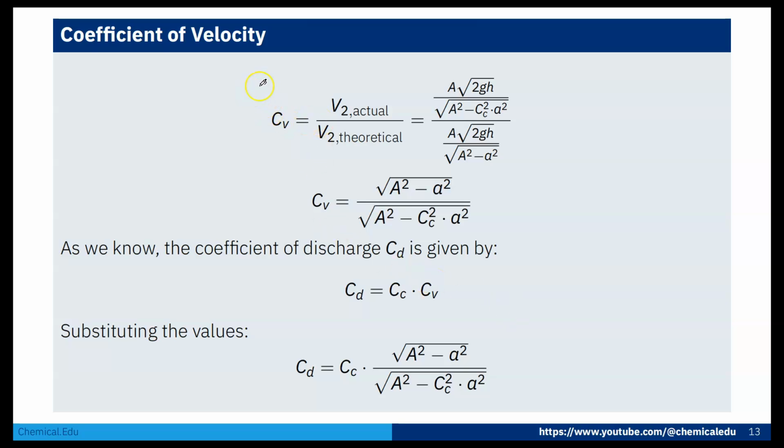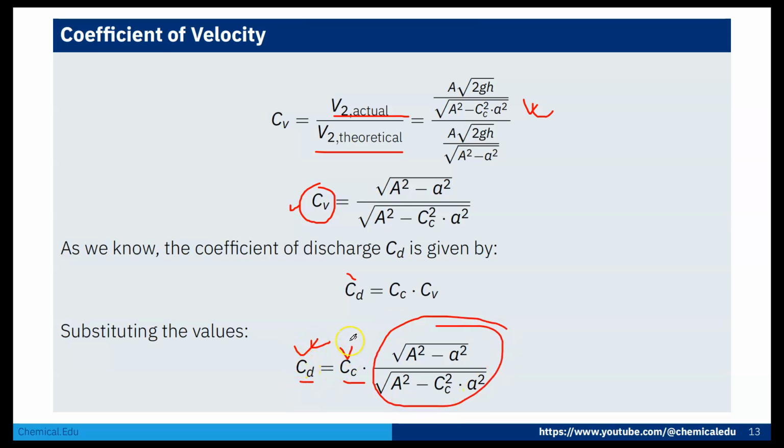Now CV is nothing but V2 actual by V2 theoretical. So we can plug in that value. So here we can get that CV is nothing but root over of A capital square minus small a square divided by under root A square minus CC square a square. So from here we get CV. Now CD is nothing but CC into CV. CV is this term. Okay, so we'll get how to calculate the CD. If we know the CC and if we know all these parameters, we can easily calculate that CD.